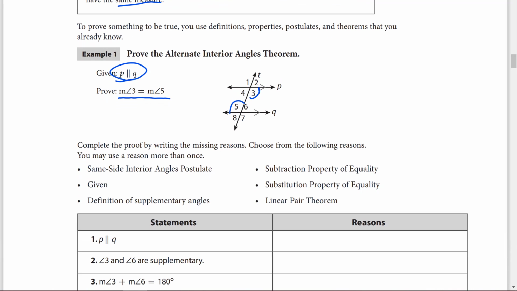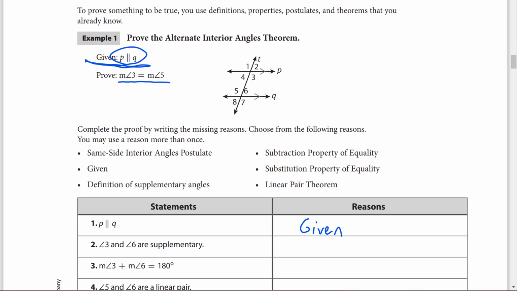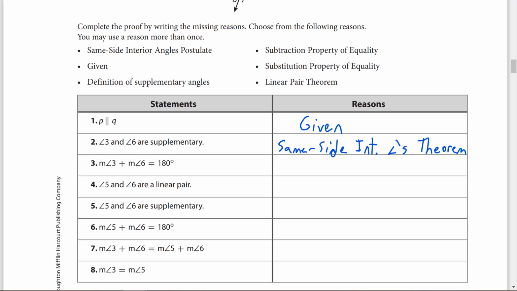So let's take a look here. P and Q are parallel. That was given to us, so we're just going to write given for that reason. Our next statement, angle 3 and angle 6 are supplementary. That's that rule we just learned. Same side interior. I'm going to abbreviate a few things because I write large. Angles, theorem. A theorem, if you haven't heard, is like a rule, but in math we can't call it a rule because it just takes one example for us to be proven wrong. Okay, so we've used given. Sorry, not a theorem, that one is a postulate. We're proving a theorem.